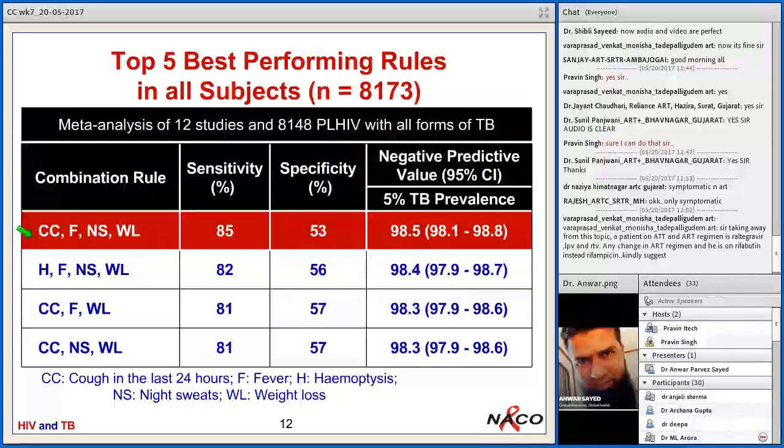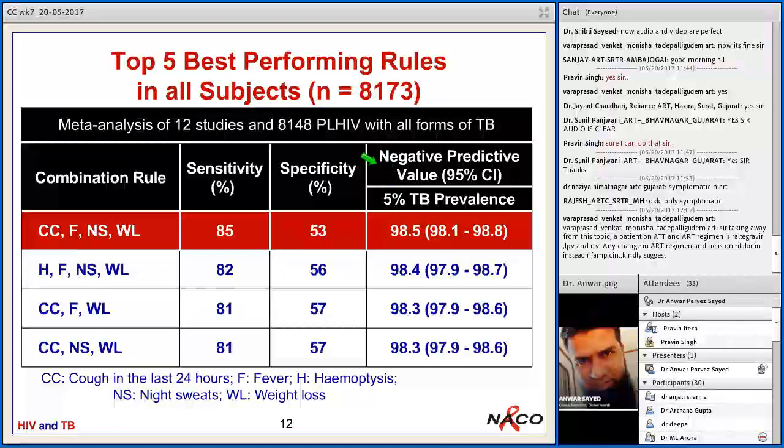What does it mean is, what are those 4 symptoms we see? That is current cough, fever, night sweats and weight loss. And if any of these symptoms is not present, then the chances of not having tuberculosis is almost 99%. So it is a rule out phenomenon and not rule in.